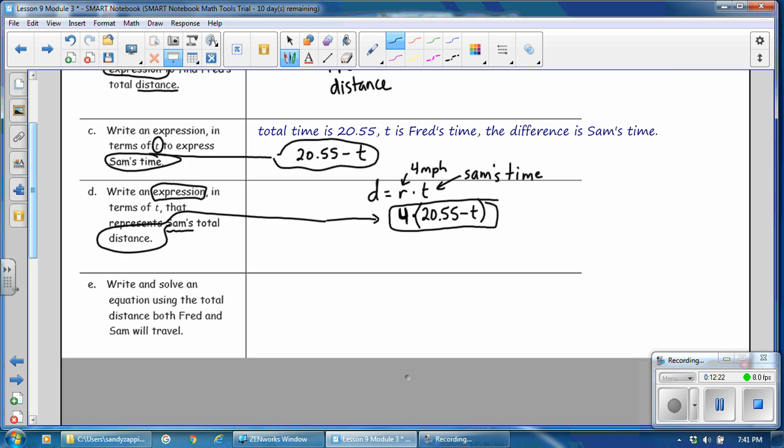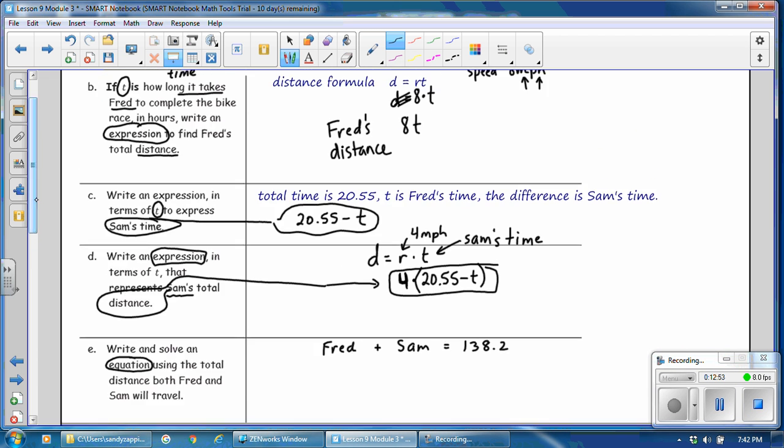Next, write and solve an equation using the total distance both Fred and Sam will travel. Now this one is going to be an equation, so it will have an equal sign. And we know how far the race is altogether. So Fred is going to be doing the biking, and Sam is going to be doing the running, and we know that their total is 138.2 miles.